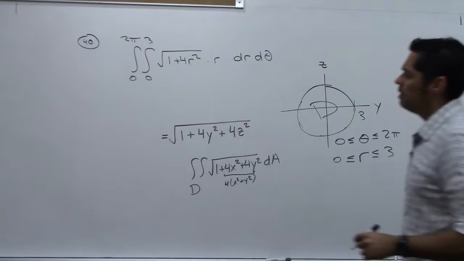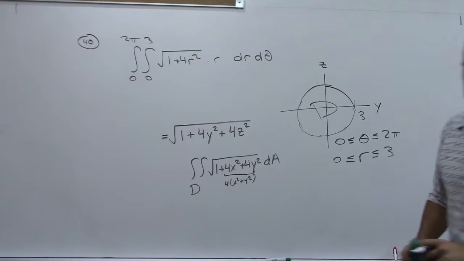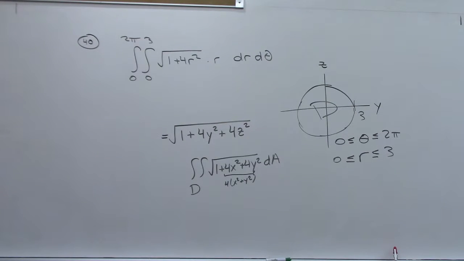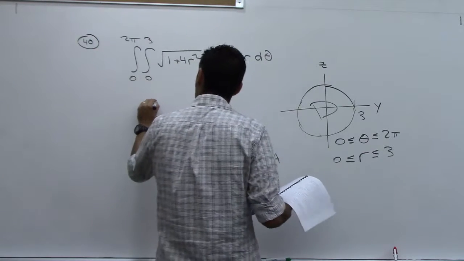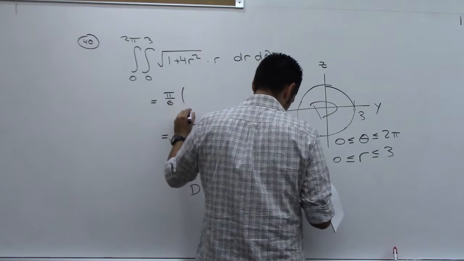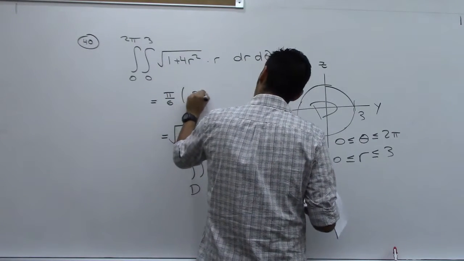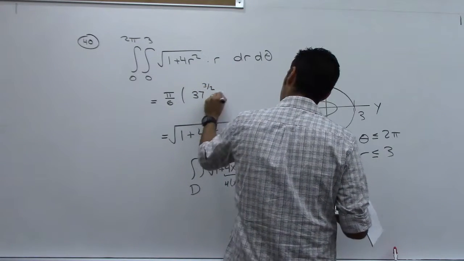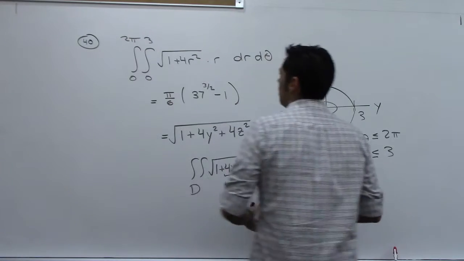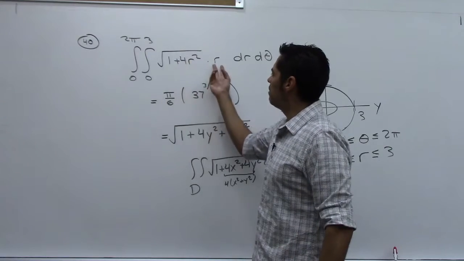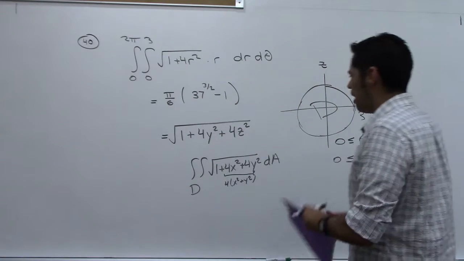So there's the integral, and I believe I've done one like that. I think I did it in class, I don't recall. But let me just give you what this answer is. You should get pi over 6 times 37 to the 3 halves minus 1. All right, so this would just be a basic u sub. Let this be u, the derivative of it is right here almost, and just work through the rest.